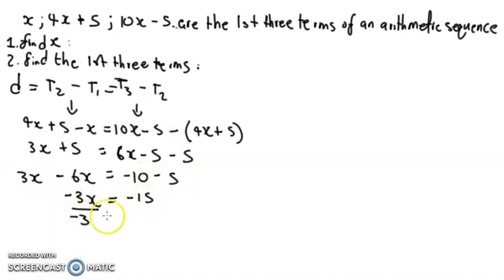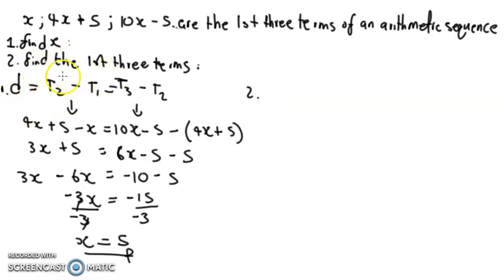We're going to divide by negative 3 on both sides so that we can get rid of the coefficient negative 3. x is going to be equal to 5. This is the value of x as asked. Now, so this was 1. So let's answer the second part of the question.